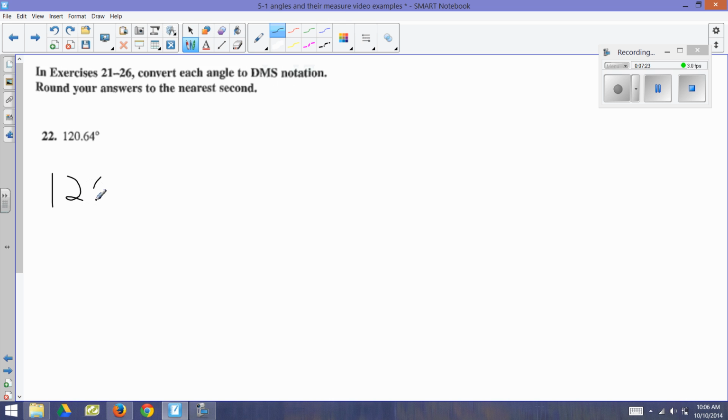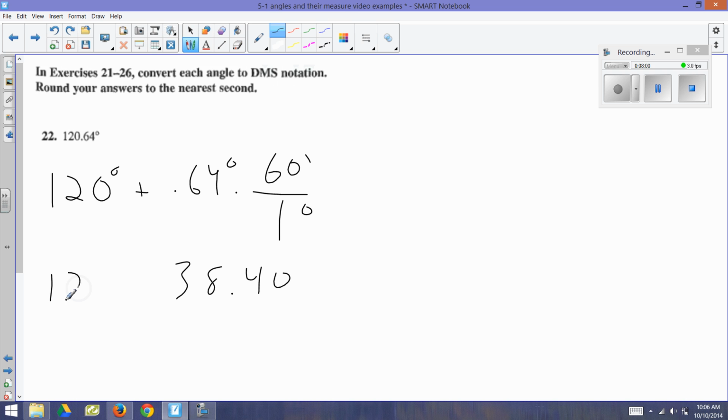So I have 120 degrees, and I also have 0.64 degrees. So that's the same thing, I'm just writing it as an addition problem. Now my degrees, I want to convert to minutes. And I know that there are 60 minutes in 1 degree. So put it in your calculator, 64.64 times 60. And when you put that in your calculator, you will get 38.40.